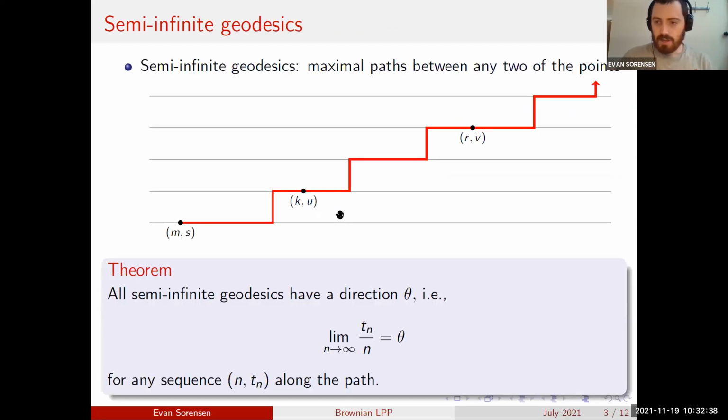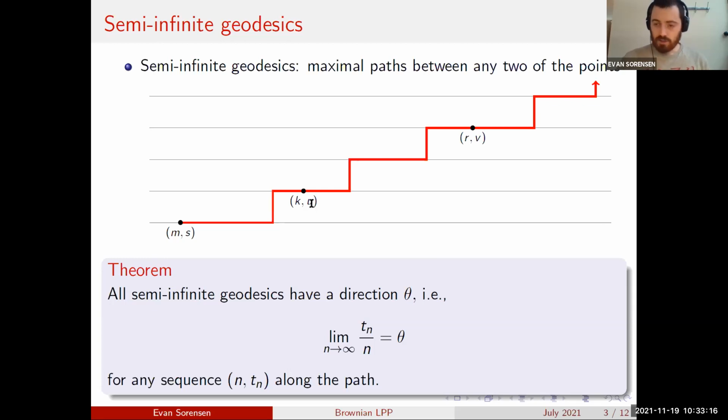One object we like to study with these models is semi-infinite geodesics. So we have some initial point, we say (m, s) here, and it's going off to infinity. And it has the property that you take any 2 points, for example, (k, u) and (r, v) along the path. The portion of the path between those 2 points is a geodesic itself. That's for any 2 points. So existence of finite geodesics is just a trivial exercise with compactness and continuity of the Brownian motions. Existence of the semi-infinite geodesics is much more difficult to prove, certainly not trivial, and so it takes some work to show that these exist.